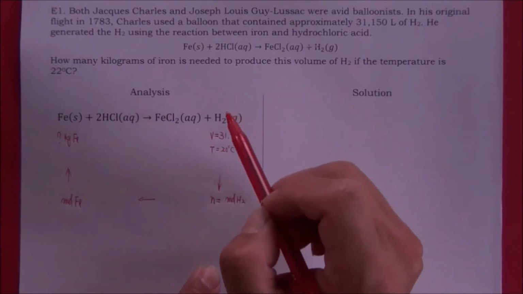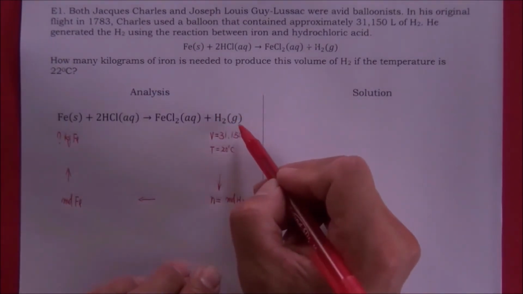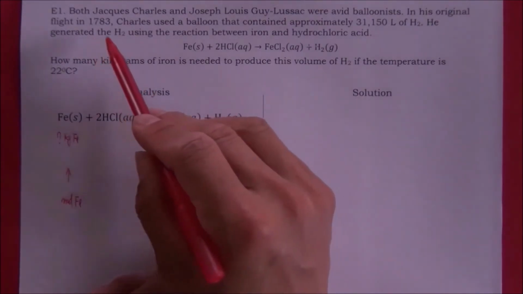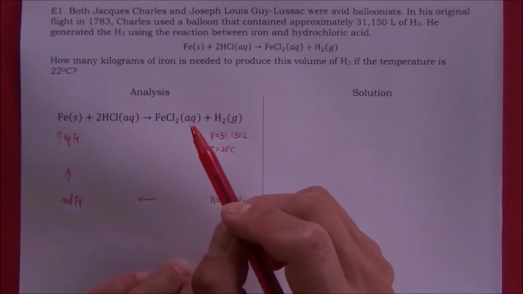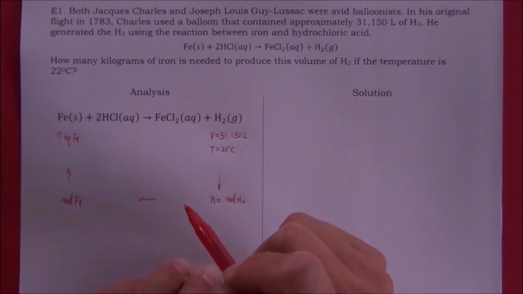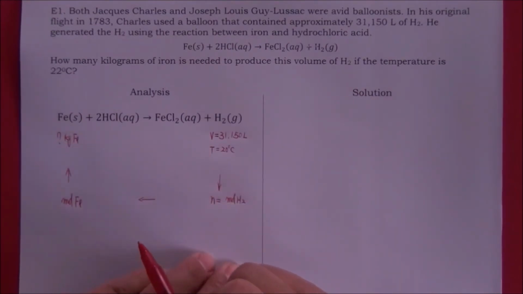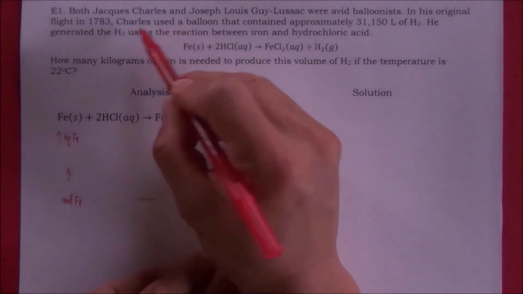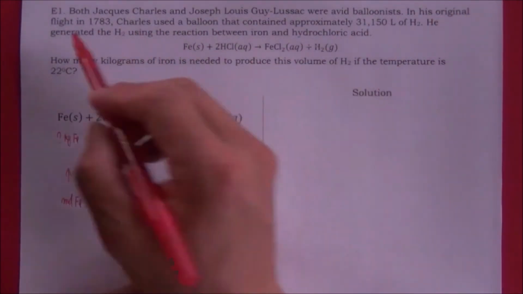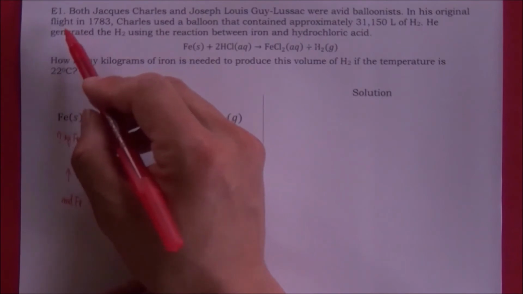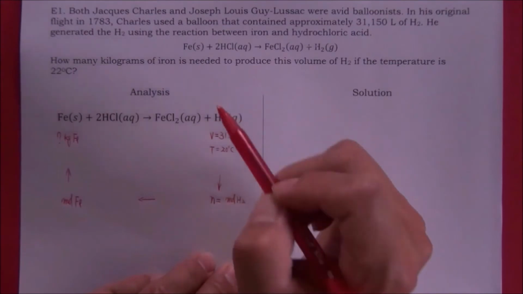Let's read the problem again very carefully. Let's see if we can find the pressure of hydrogen gas. After we read the problem one more time, we still cannot find the pressure of hydrogen gas. But we do have a hint in this problem. Charles used a balloon in his original flight. This person will fly the balloon in the air.